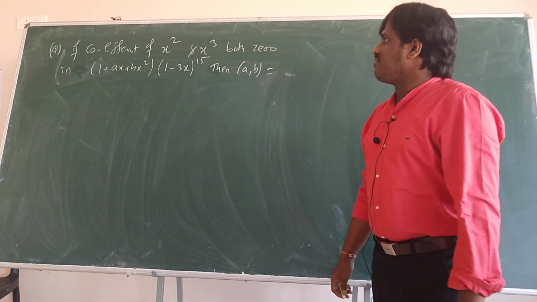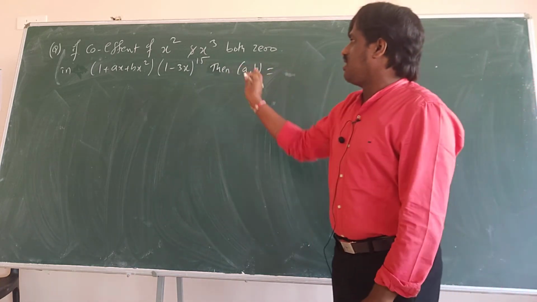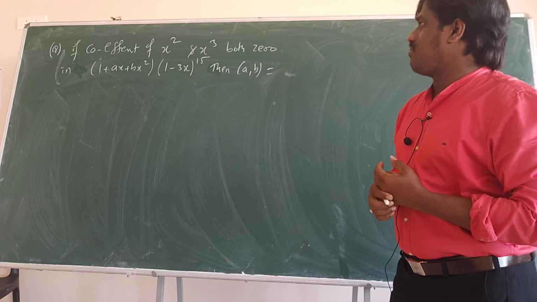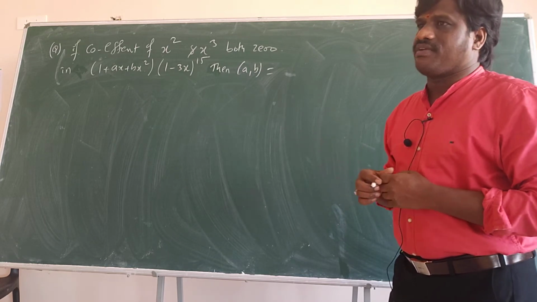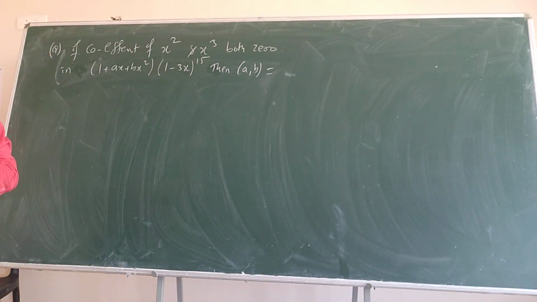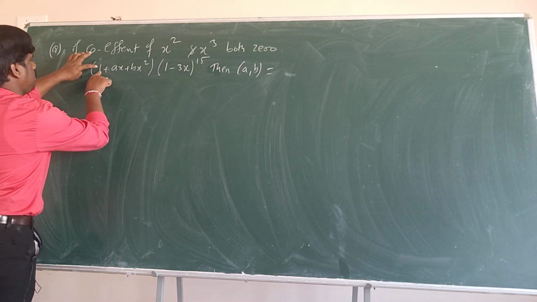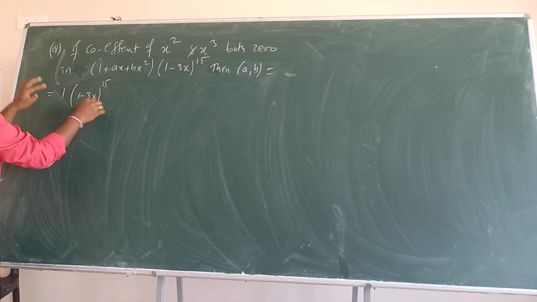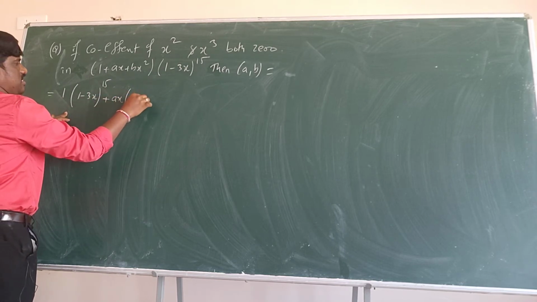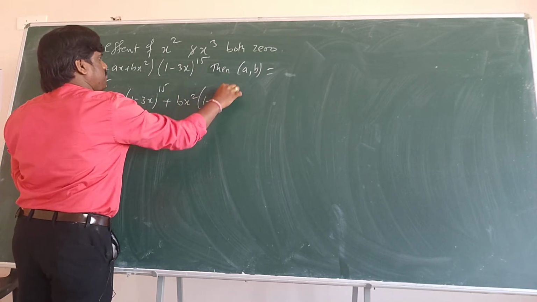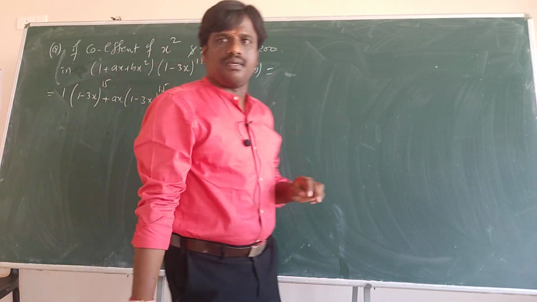This is the question: if the coefficients of x square and x cube both are zeros, I thought I explained. In (1 plus ax plus bx square) into (1 minus 3x) power 15, what is the value of a and b? You can see here there is no power on the first bracket, so I can multiply 1 into (1 minus 3x) to the power of 15 plus ax into (1 minus 3x) power 15 plus bx square into (1 minus 3x) power 15. Is it clear?